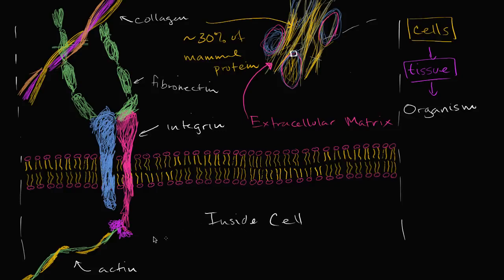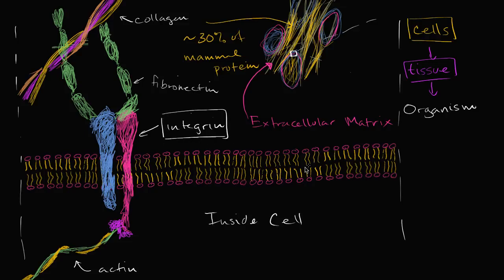This is inside the cell here, and we can see that we have an actin microfilament right over here, and that helps form, this is part of the cytoskeleton. And then you have the collagen fibers, which is making up part of the extracellular matrix. And then we see that it all gets attached with these proteins, and these proteins, they're a class of proteins called integrins.